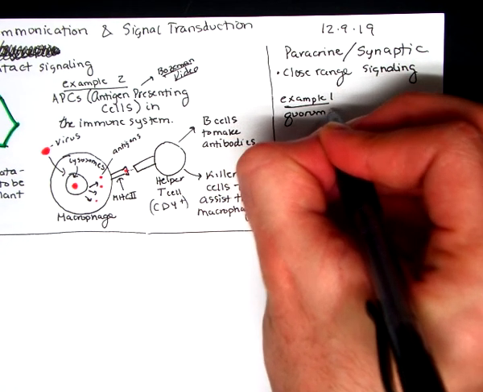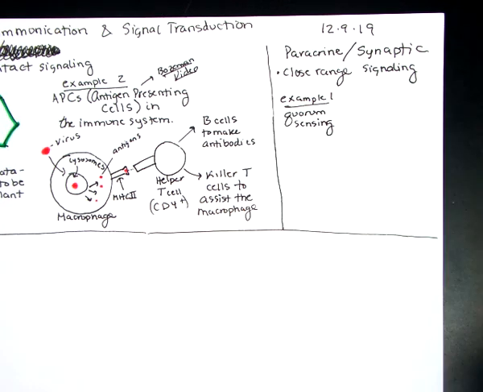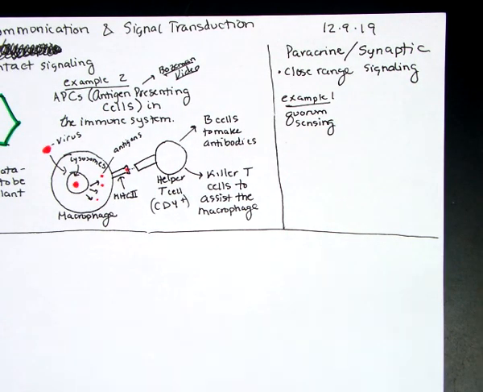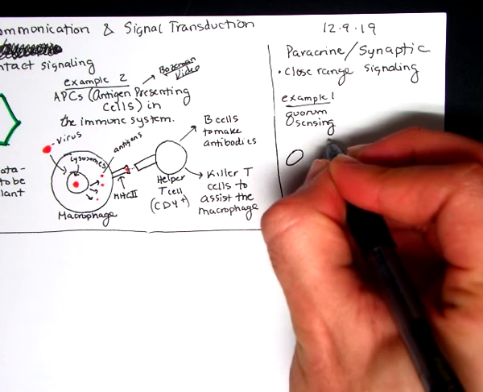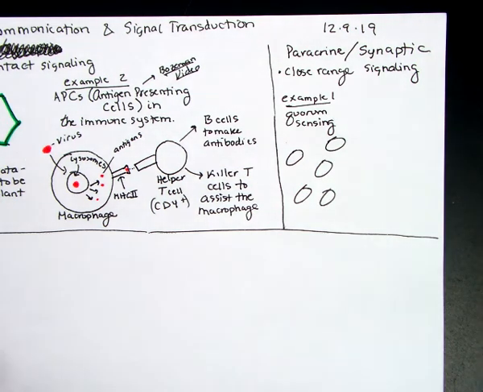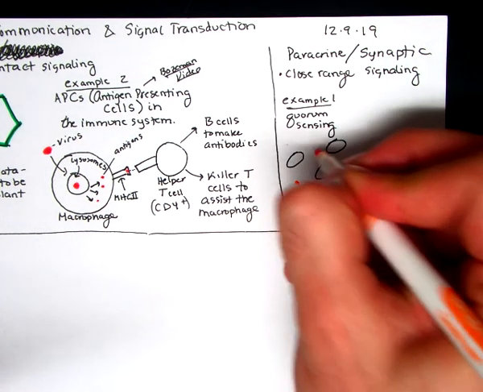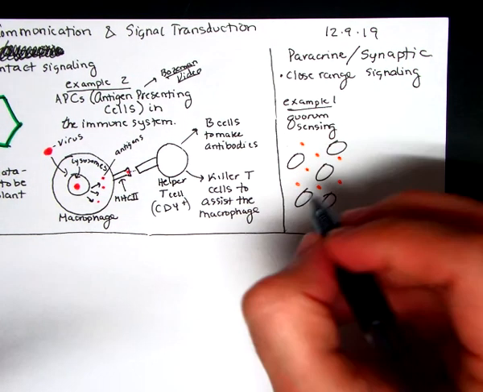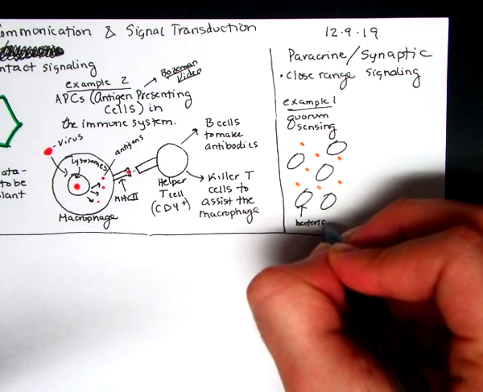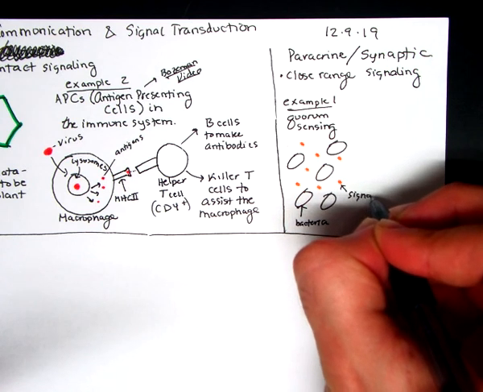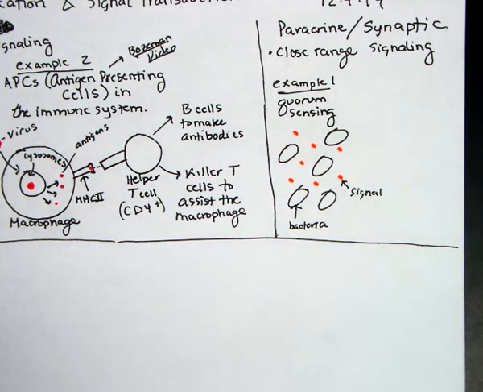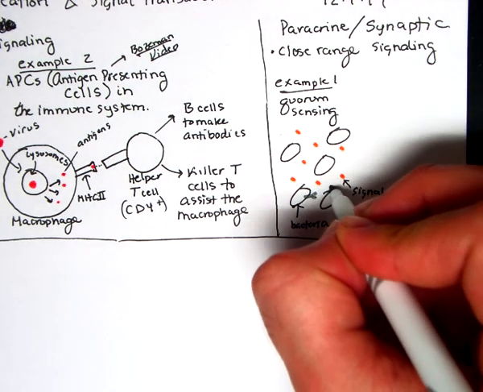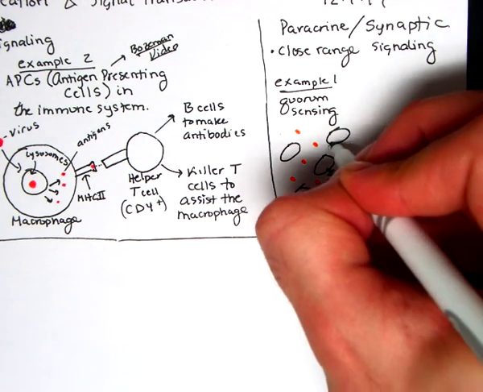one is quorum sensing in bacteria. So hopefully you watched the clip over the break. Bacteria have this mechanism of releasing signals. This is bacteria. This is the signal. They release this signal and they have little receptors to attach to these signals.